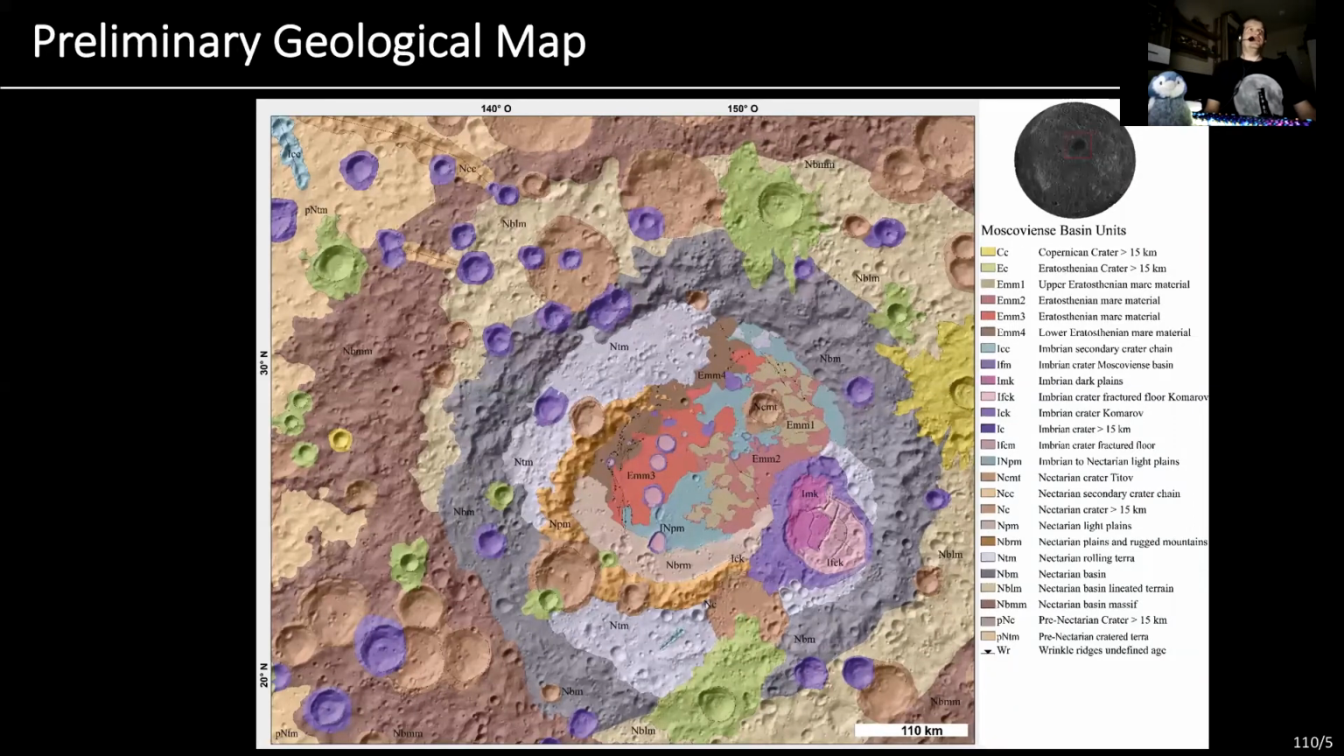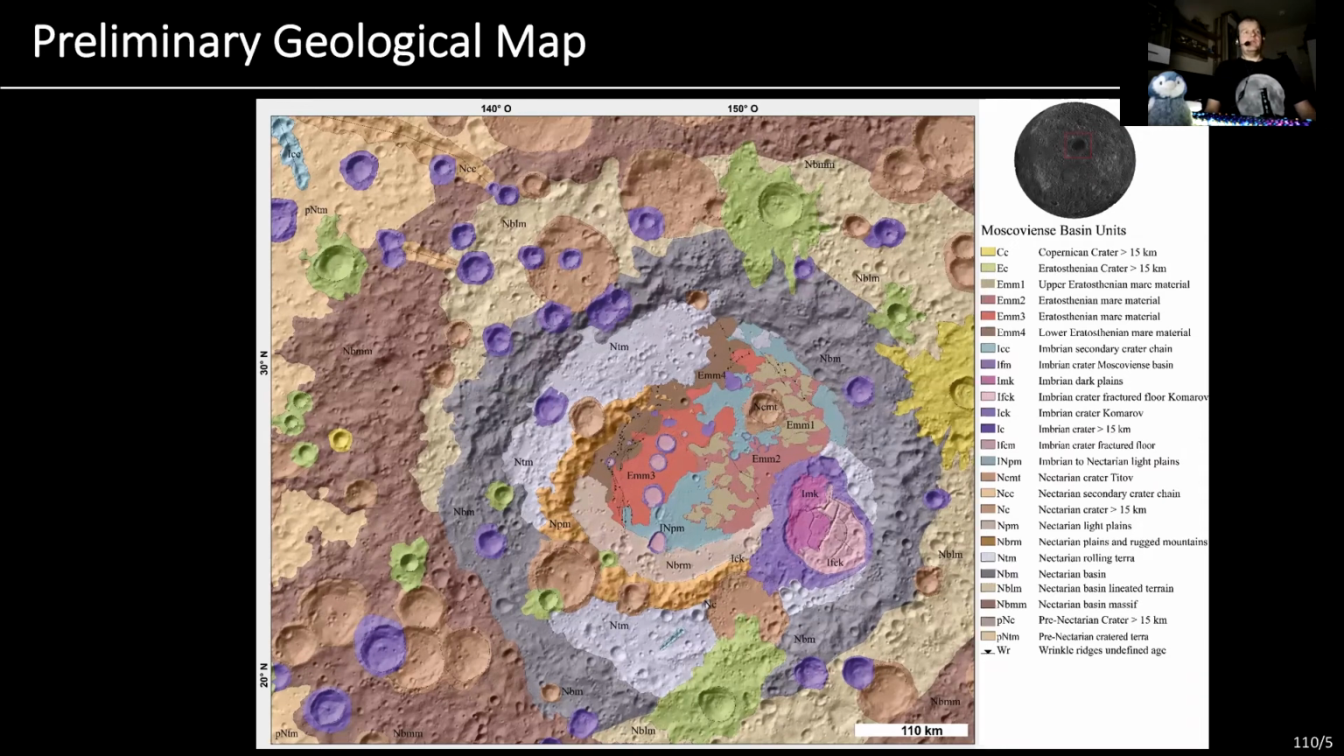And as you can see on the next slide, this is the geological map we've come up with so far. One of the interesting points is in the upper left of the map, where you can see this light blue part, which marks an Imbrium crater chain, and with numeric modeling, we could trace this crater chain directly back to the formation of Mare Imbrium.